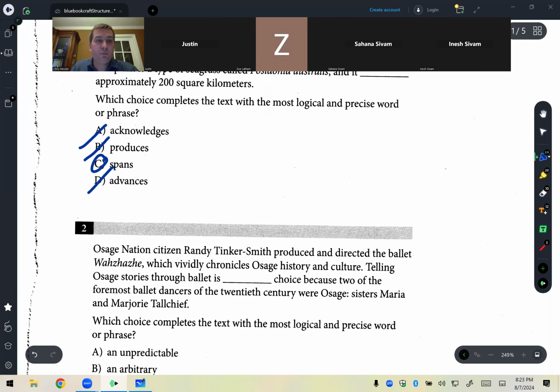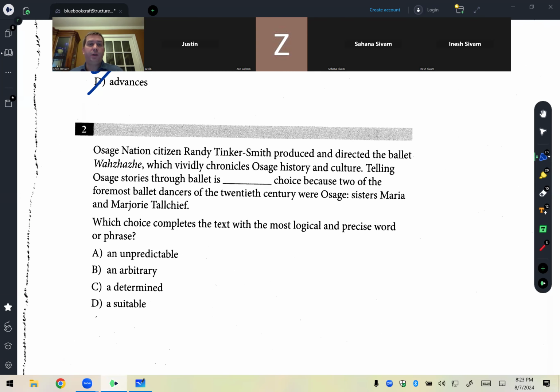On to number 2. Osage Nation citizen Randy Tinker Smith produced and directed the ballet Washazi, which vividly chronicles Osage history and culture. Telling Osage stories through ballet is blank choice because 2 of the foremost ballet dancers of the 20th century were Osage, sisters Maria and Marjorie Tallchief.